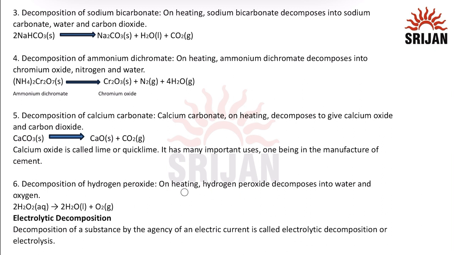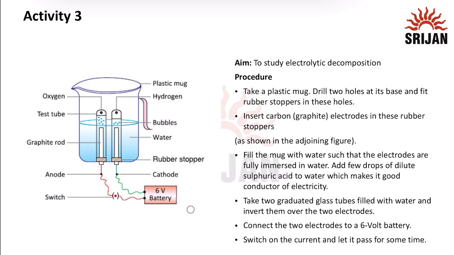So we are not directly supplying heat. We are using electricity to break the initial bonds. How can we do that? We'll understand with the help of an example. Activity 3. Aim: this time we have to use electrodes for the decomposition.